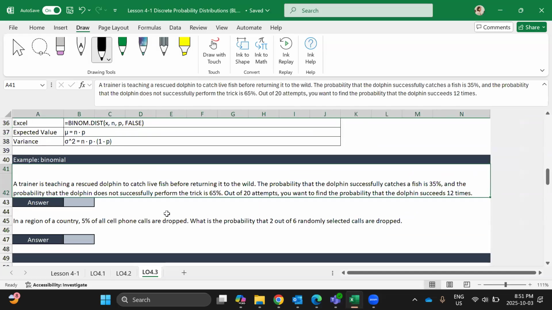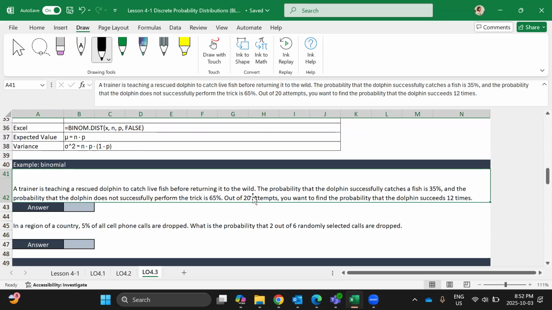A trainer is teaching a rescued dolphin to catch live fish before returning it to the wild. The probability that the dolphin successfully catches a fish is 35%, and the probability that the dolphin does not successfully perform the trick is 65%. Out of 20 attempts, you want to find the probability the dolphin succeeds 12 times. So in this case, the probability the dolphin is catching the fish is assumed to be 35% and it doesn't change. That's its past success rate we'll use for p. We have a recorded number of attempts, 20.